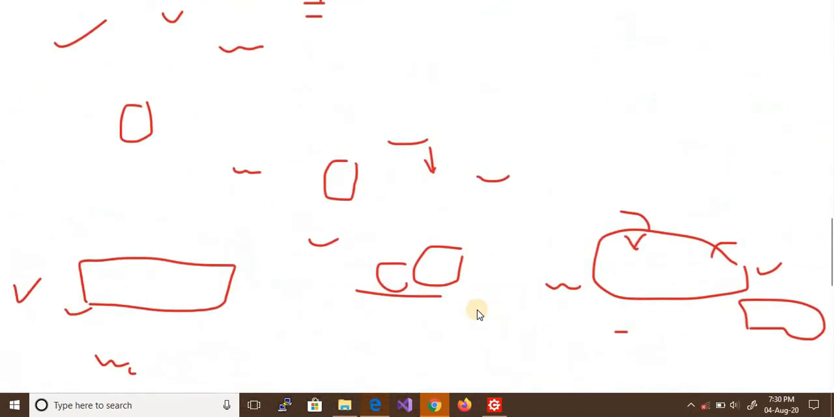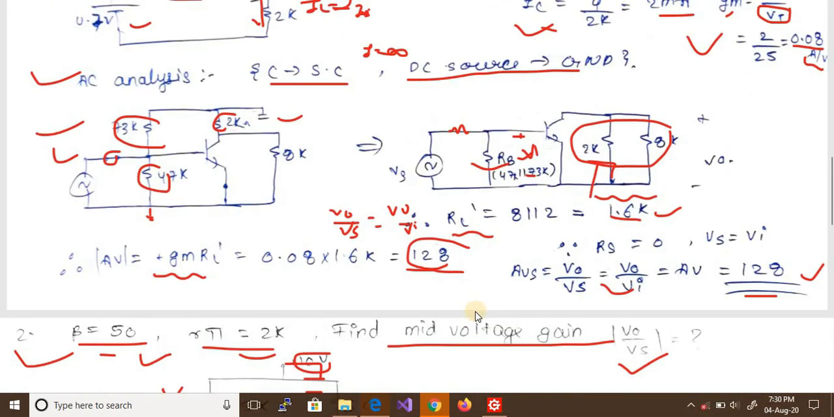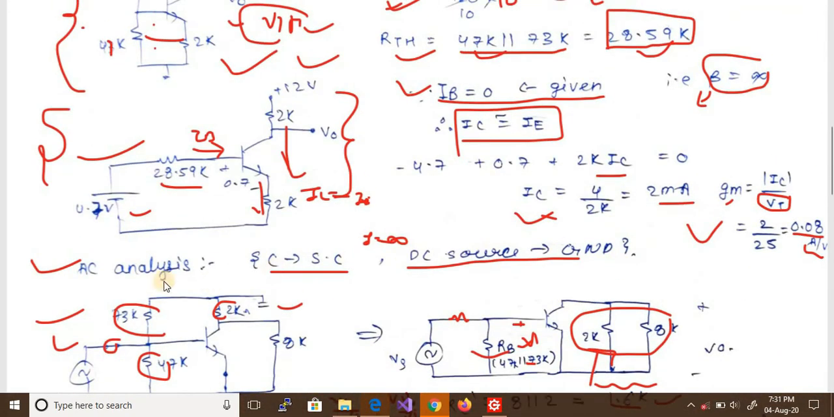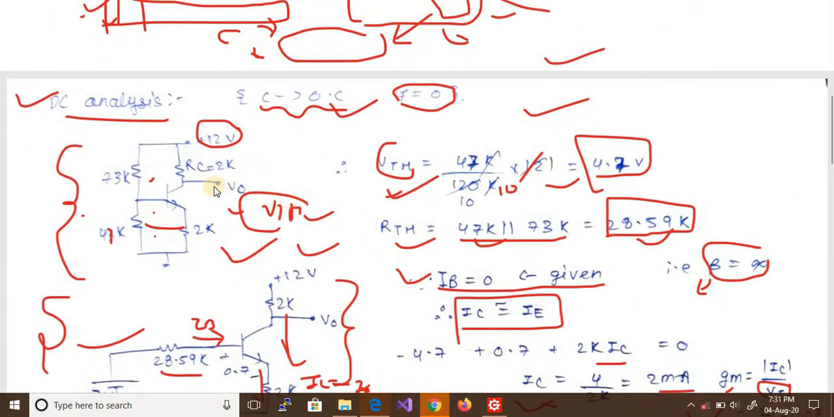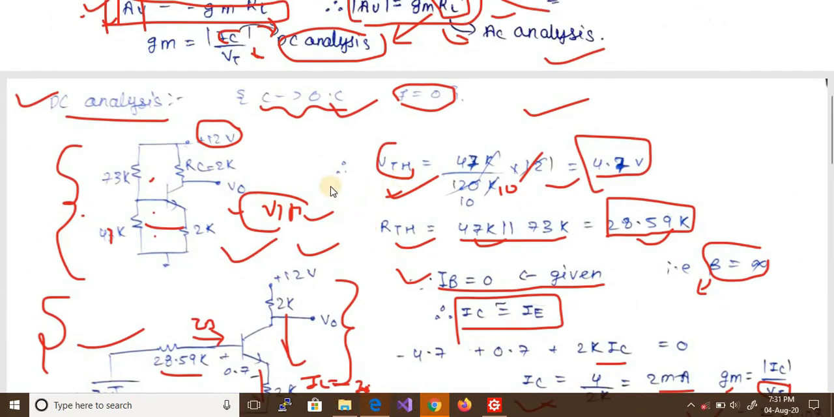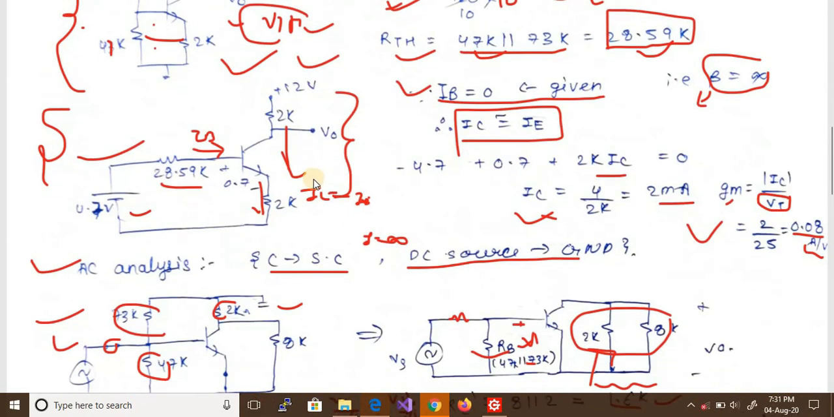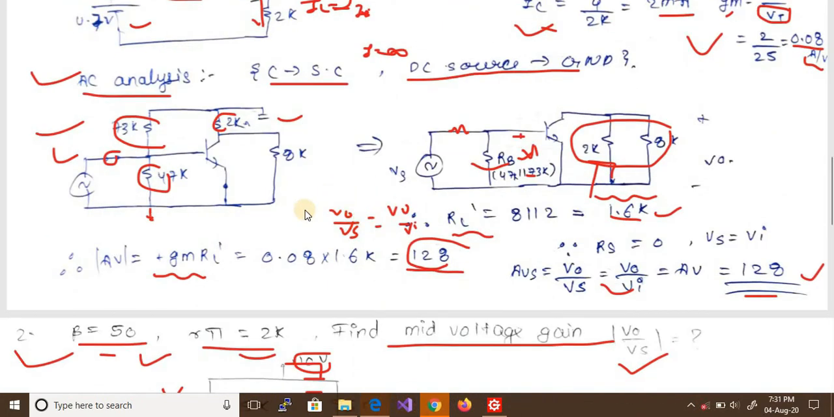You can clearly see the procedure if you follow it. You have to use the formula AV equals gm into RL dash, and then check whether you have to do DC analysis or AC analysis, and go accordingly. In AC analysis you must take care that capacitors need to be short circuited and DC sources will be connected to ground. Then find out the RL dash, and you have to take care of RB also when it is needed.